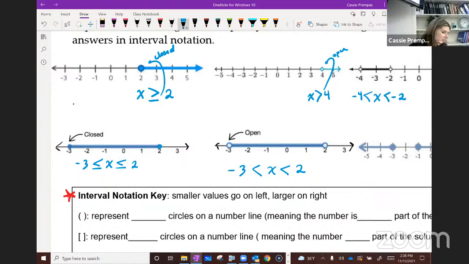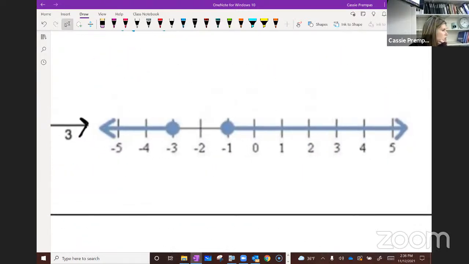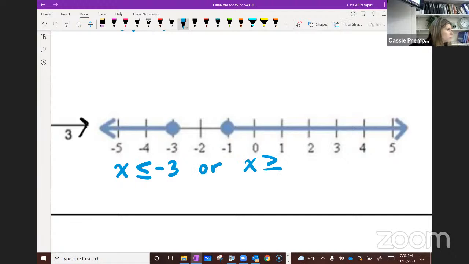Okay, and the last thing we need to take a look at is this is also representing the solutions to a compound inequality, but this is an or situation. It means that x has to fit one condition or the other one. We couldn't say that it had to fit both. So I would say x has to be less than or equal to -3, or x has to be greater than or equal to what value? -1.